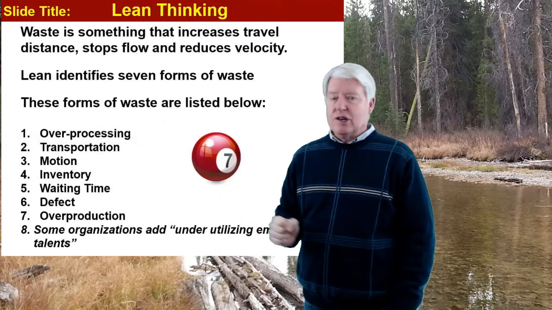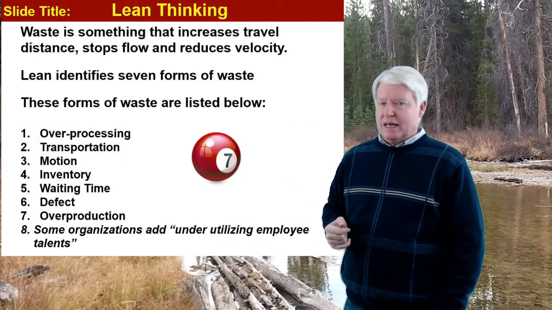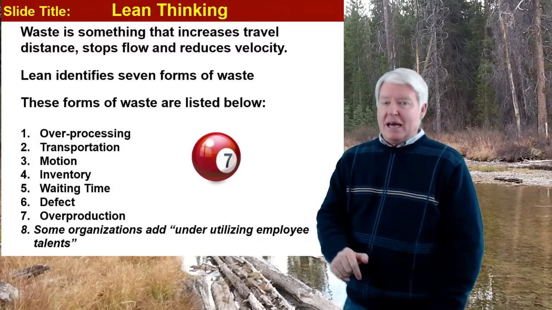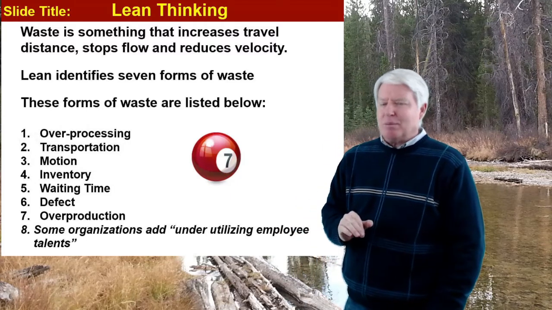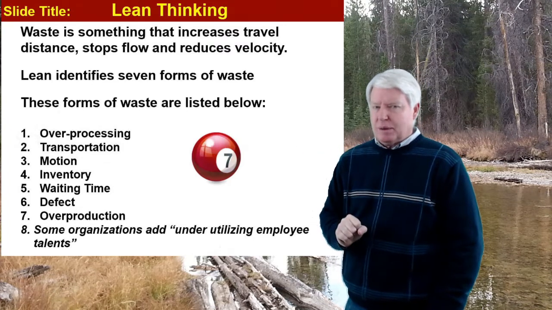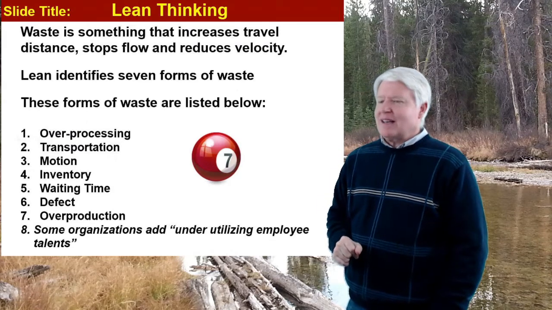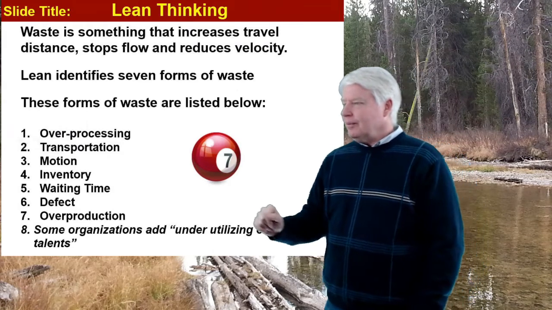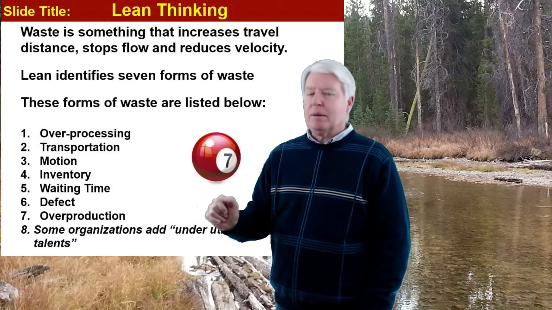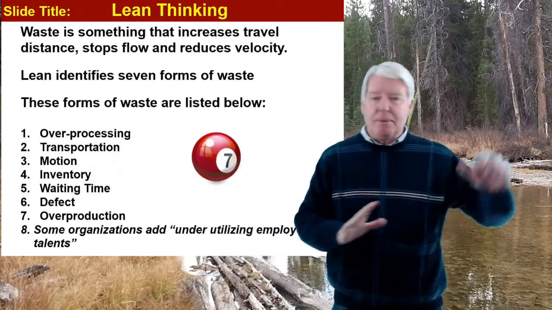Overprocessing. Transportation, we already talked about that. That's the travel. You want to try to reduce transportation. If you can get rid of it, that's even better. Now, can you really get rid of it? Probably not completely, but that's the ideal, to get rid of all transportation, all that travel. Get rid of all of it. And so that's kind of interesting, isn't it? Again, that's the ideal. We shoot for the ideal, and we usually come up a little bit short, but we'll have these excellent organizations. Motion is the movement of people.